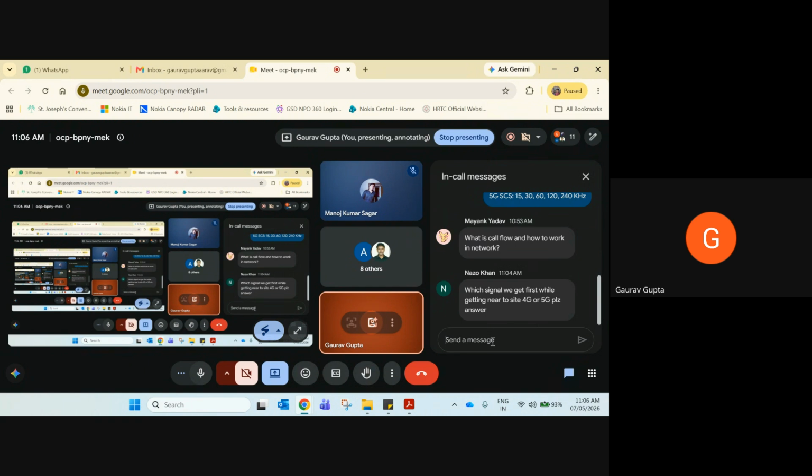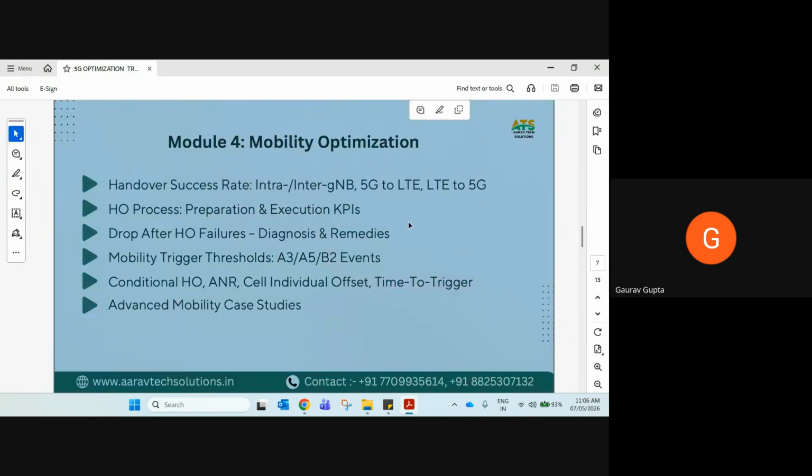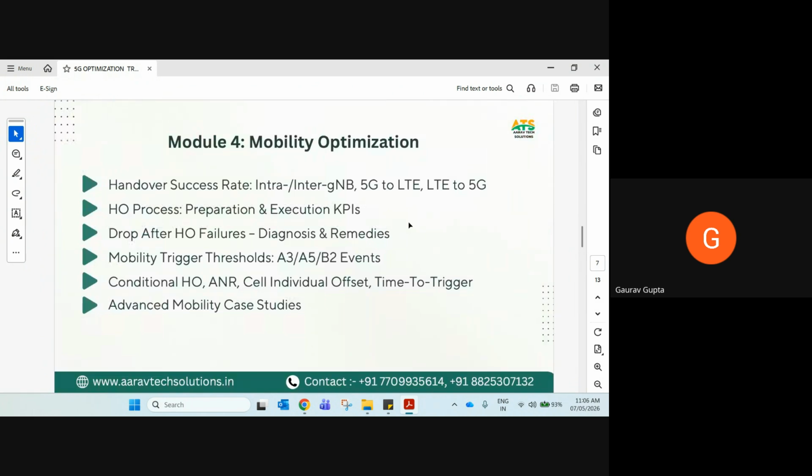Okay. Nazo Khan, which signal do we get first while getting near to the site? 4G or 5G? Please answer. See, it depends. Now, if we are talking in the 5G vicinity, okay, let's start with the LTE. Okay, if LTE service is there, obviously it will latch to the 4G.